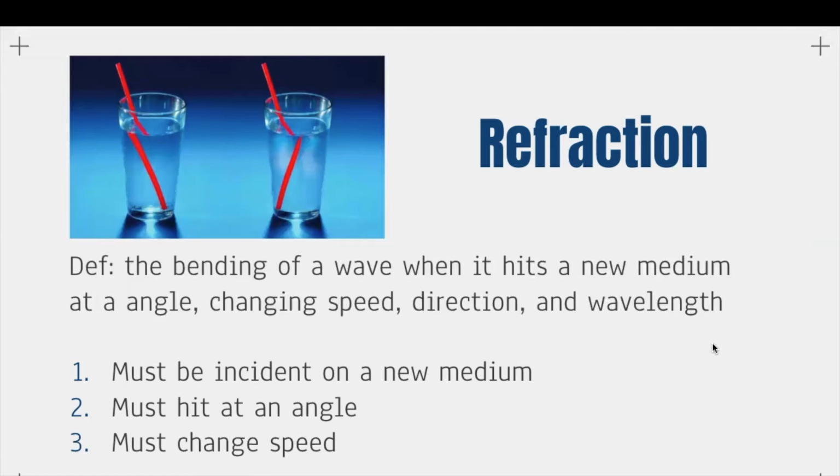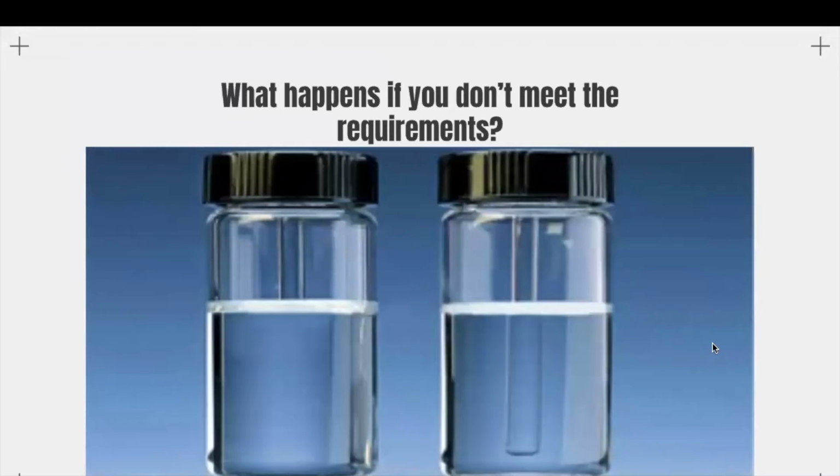Finally, it must change speed. Light either has to slow down or speed up when it reaches the new material. If the 2 items have the same speed, then you don't get refraction, and weird things happen. So, for refraction, I need a new medium with a new speed and an angle. I need those 3 things. And when I get those things, light bends, changing its speed, direction, and wavelength. All right. Okay, so let's take refraction and look at what happens if you don't get those 3.